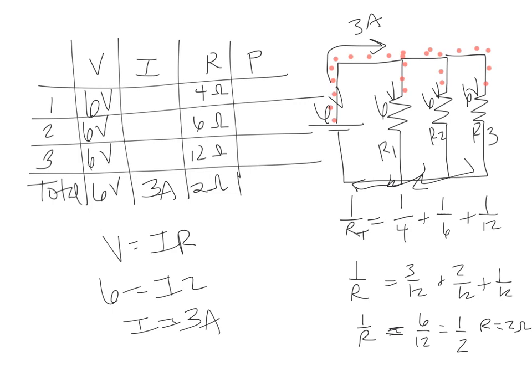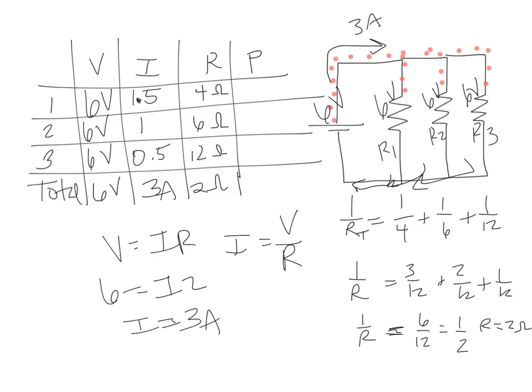And now I have V equals IR. If you arrange that, you get I equals V over R. So 6 over 4 is 1.5. 6 over 6 is 1. 6 over 12, excuse me, is half. And 1.5 plus 1 is 2.5. Plus another half is 3.